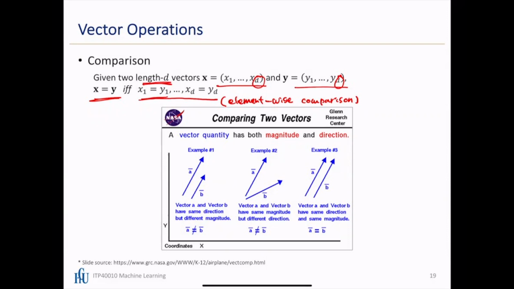And visually, there could be some cases. Here are two vectors, A and B. In this case, A and B are going in the same direction, but their magnitudes are different. So in this case, those two are different vectors. In example 2, you have two vectors that have the same magnitude, but they are going in different directions. So in this case, again, they are different vectors. In example number 3, they are going in the same direction and their magnitudes are the same. So in this case, these are the same vector.